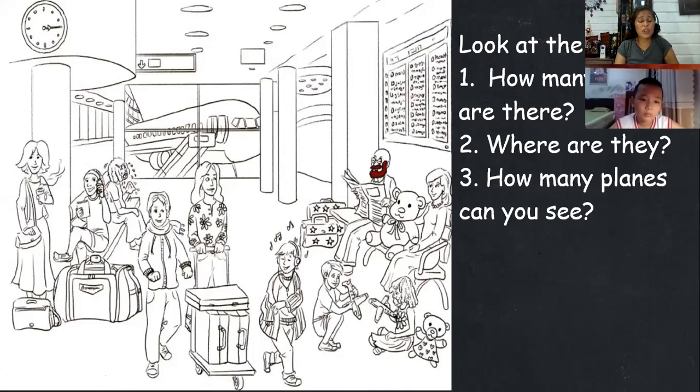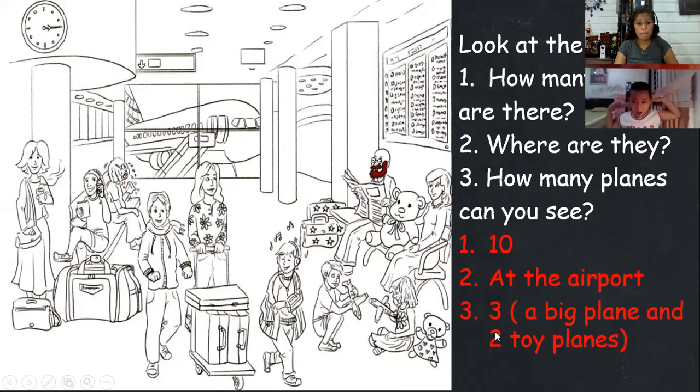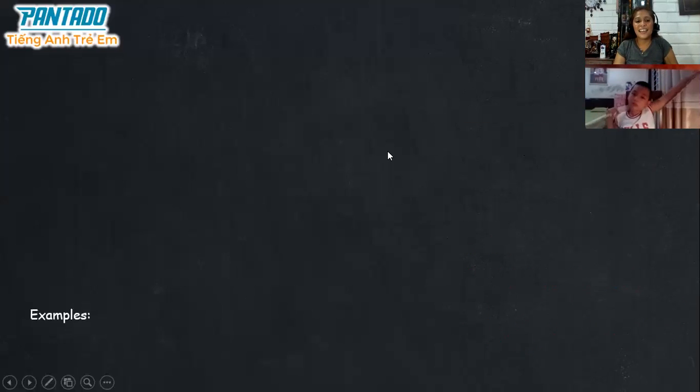Next, how many planes can you see? One. There is, I complete your answer. There is one plane. Again, there is only one plane. Okay, let us see your answer. 10, very good, Keo, yay. Number 2, 10 at the airport. Oh, there is 1 big plane and 2 toy planes. Keo, can you see these toy planes? Yeah, there are 2 planes. Okay, I will give you 5 stars for this. You got 30 stars. Yay.